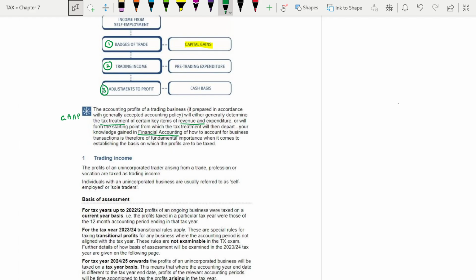If you see the cash flow statement, what we have done is prepare a T account or a statement form. We take the opening balance of cash, the closing balance of cash, the profit and loss account, and the balancing figure is the tax paid. That's what we have to think over. Your knowledge gained in financial accounting for business is therefore of fundamental importance when it comes to establishing the basis on which the profits are to be taxed. That's a simple basic.